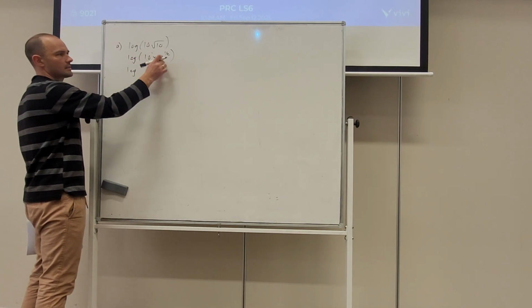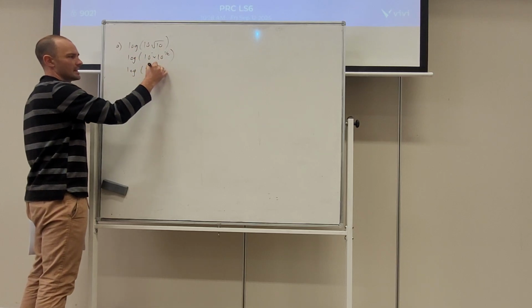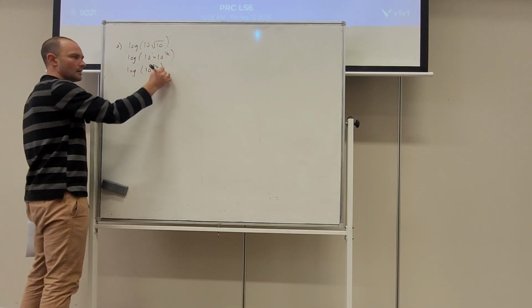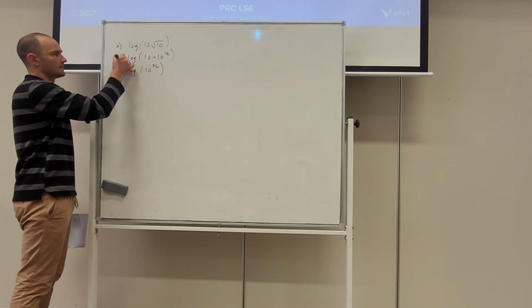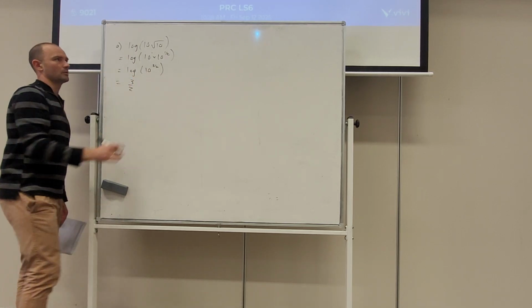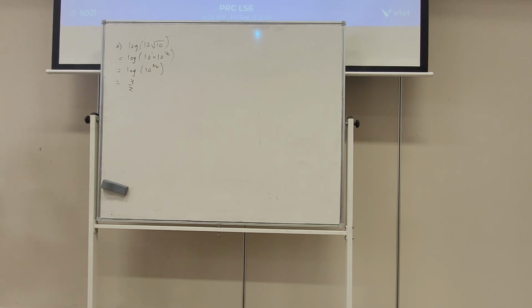They have the same base, so we can add the powers. That'll be 10 to the power of 1 plus a half. And now that we've expressed it as a single power of 10, it simplifies to that power of 3 on 2. So log of 10 root 10 is equal to 3 on 2.